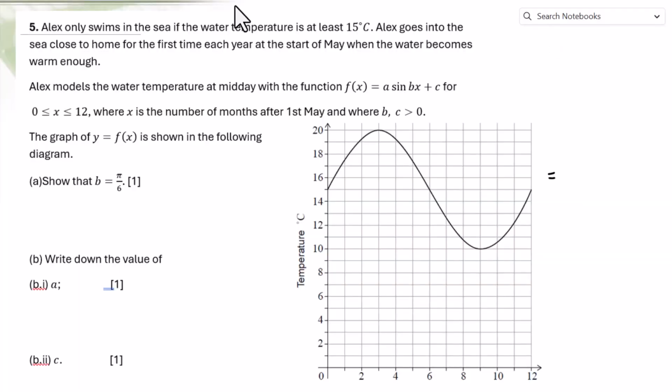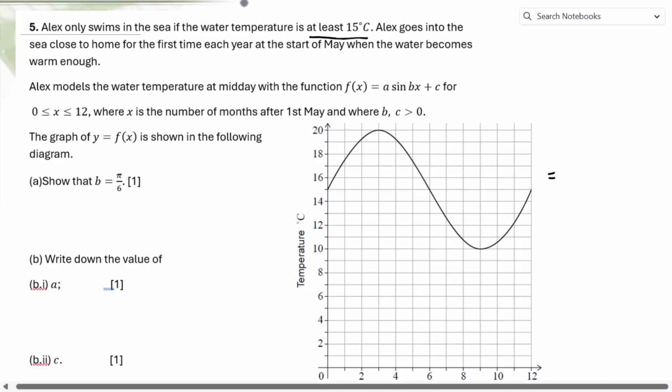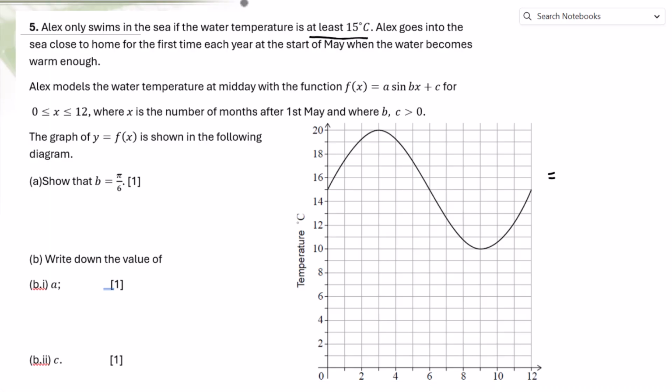Let's go to question 5. Alex only swims in the sea if the water temperature is at least 15 degrees Celsius. Alex goes into the sea close to home for the first time each year at the start of May, when the water becomes warm enough.